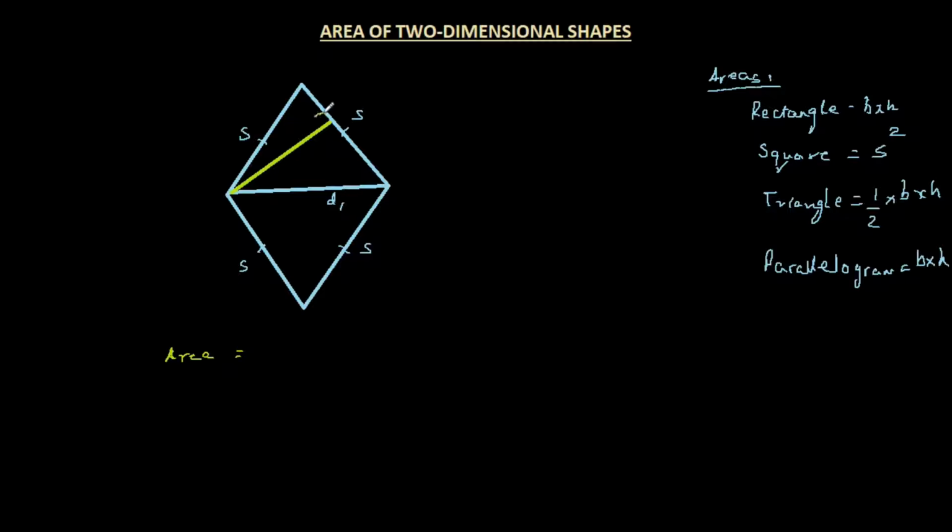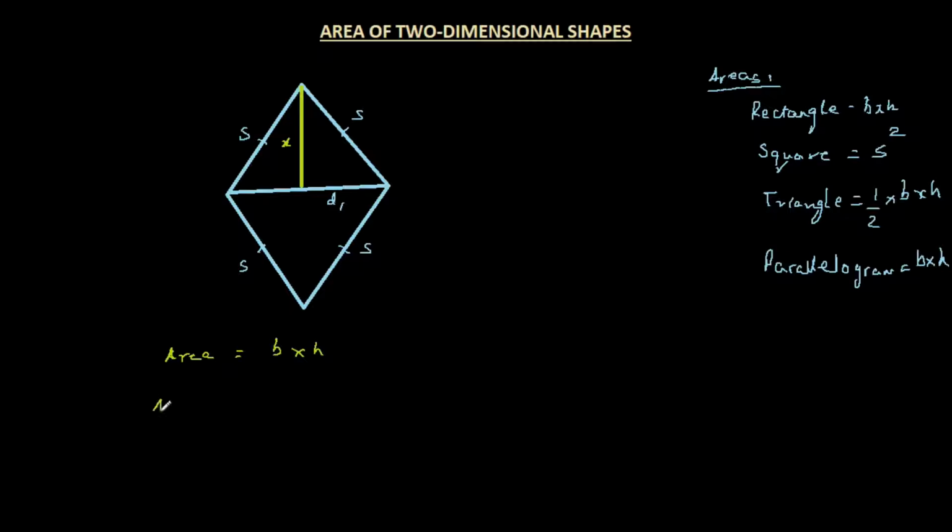That gives us the height of the rhombus, so the area of the rhombus would be base times height. Now there's another way of finding the area of a rhombus. You can see that it is divided into two triangles. We can find the individual area of each triangle and then add them together. So let's look at the triangle on top. We already have the base as D1, and let's drop a perpendicular also. Let that height be X.